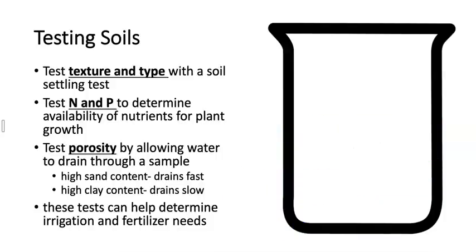Other common types of tests that you might run in a lab in class, or even scientists might use in the field, would be tests to determine the nitrogen and phosphorus amounts within the soil, because this is going to determine the amount of nutrients available for plant growth.